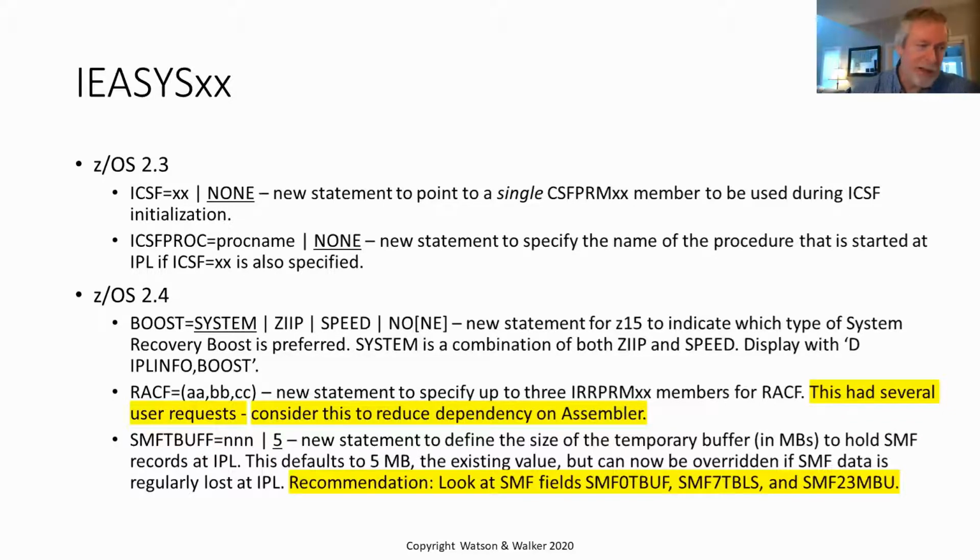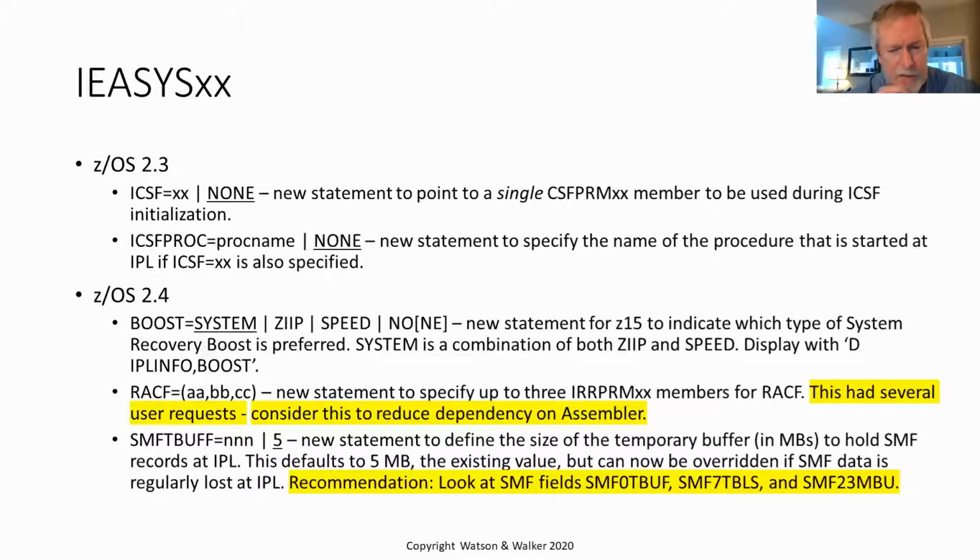Boost, I think, is a nice feature. Even nicer is the fact it's turned on by default. So really nothing you need to worry about there. RACF is that you can have up to 3 IRR Parm members. Well, actually, I'll come back to that in a couple of slides. But we recommend that you use this instead of the old range table and the dataset name table.